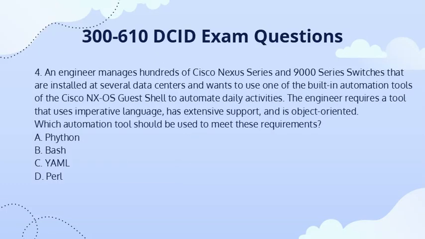4. An engineer manages hundreds of Cisco Nexus 7000 series and 9000 series switches that are installed at several data centers and wants to use one of the built-in automation tools of the Cisco NX-OS guest shell to automate daily activities. The engineer requires a tool that uses imperative language, has extensive support, and is object-oriented. Which automation tool should be used to meet these requirements? A. Python, B. Bash, C. YAML, D. Perl.